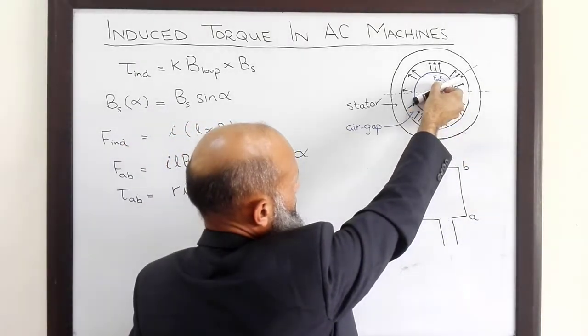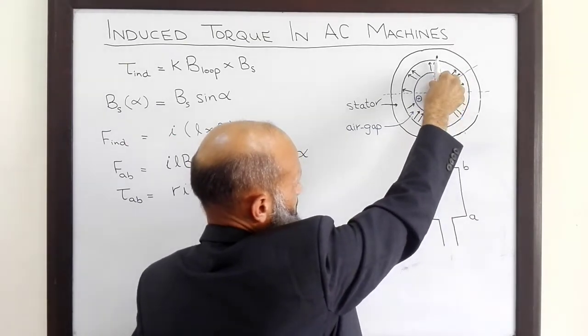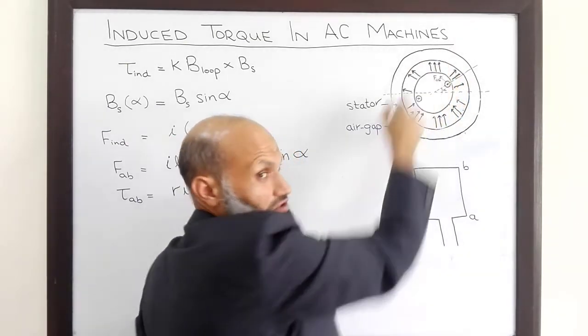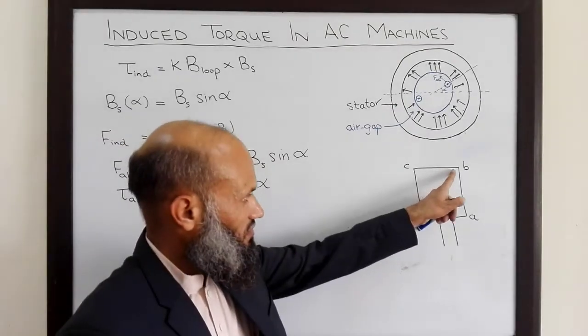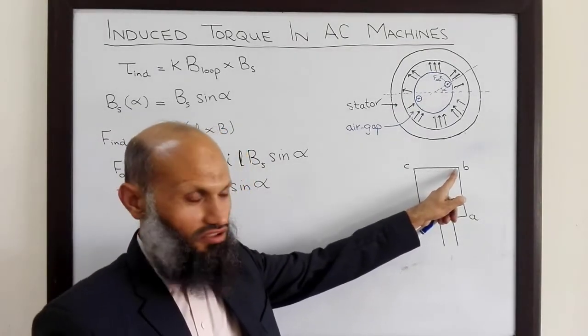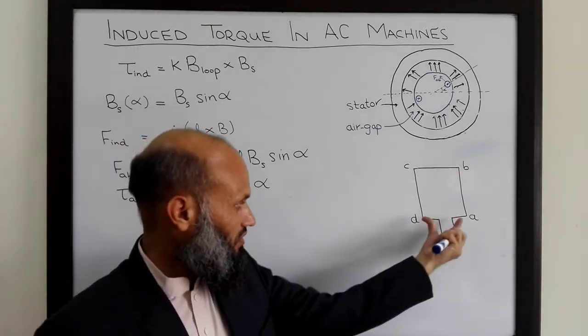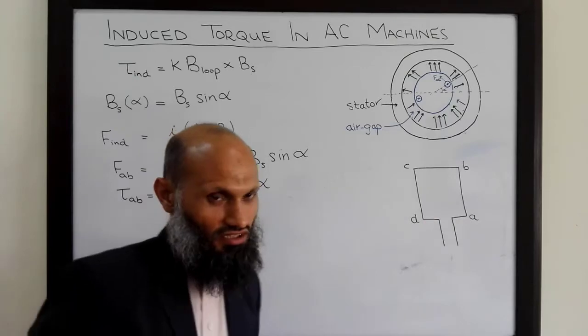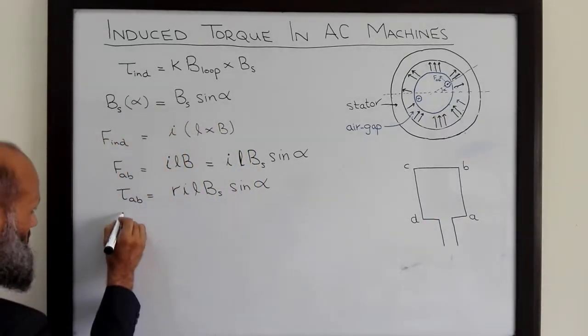That is, when this rotor has rotated to this location, this conductor's length vector would be in this direction, which will be parallel to the B vector. So for segment BC, the force induced is equal to 0, hence induced torque is also equal to 0. The same is true for this conductor, and next we talk about this conductor CD.